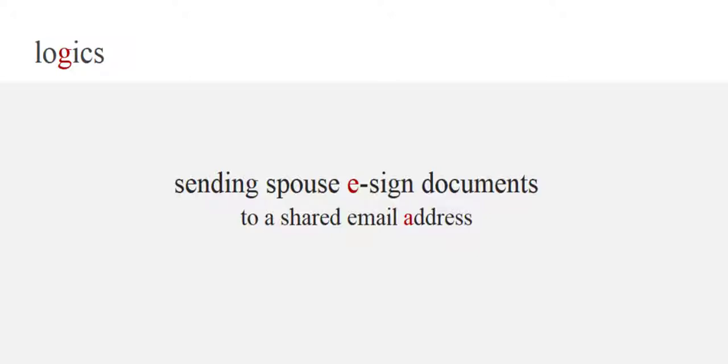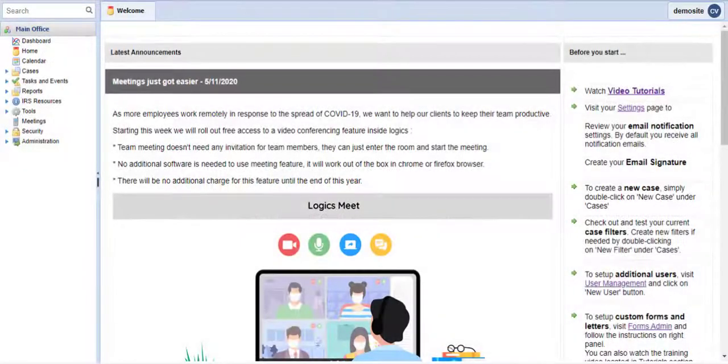In this video, we will go over how to send an e-signature document to a client and spouse when the email address is the same for both parties. Occasionally, you might encounter a situation where a client shares the same email address with their spouse. Sending out e-signature documents under this circumstance might seem a little confusing at first, but it's quite simple.